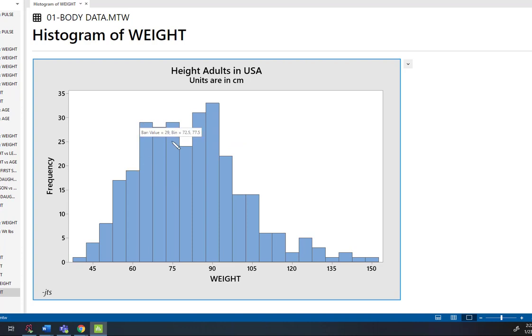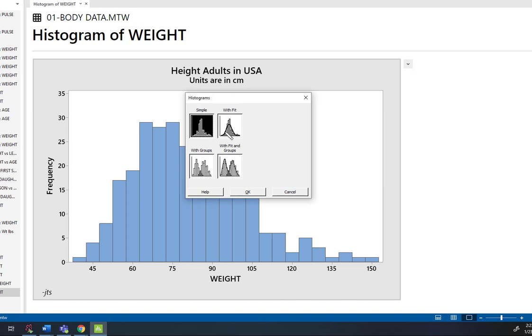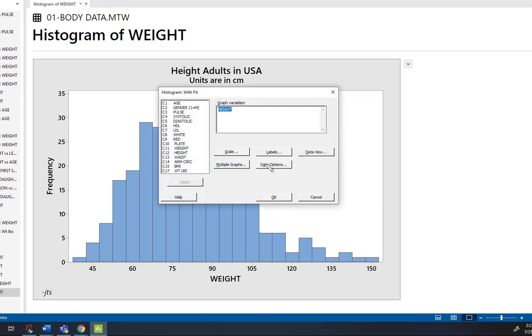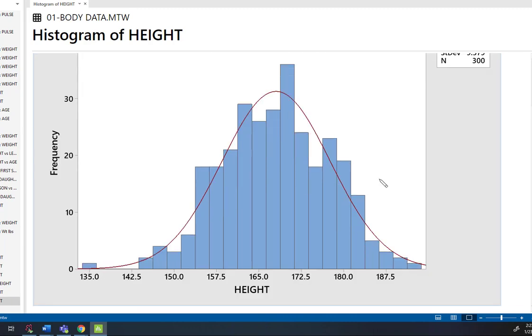Let's put a normal curve over this as the next step. So let's go to Stat, Graph, Histogram, and this one would be with a normal curve smacked over the top, and so let's say OK to that. And I think everything else is OK here, so we can leave that the way it is, and we'll get a new curve. And how does that look?